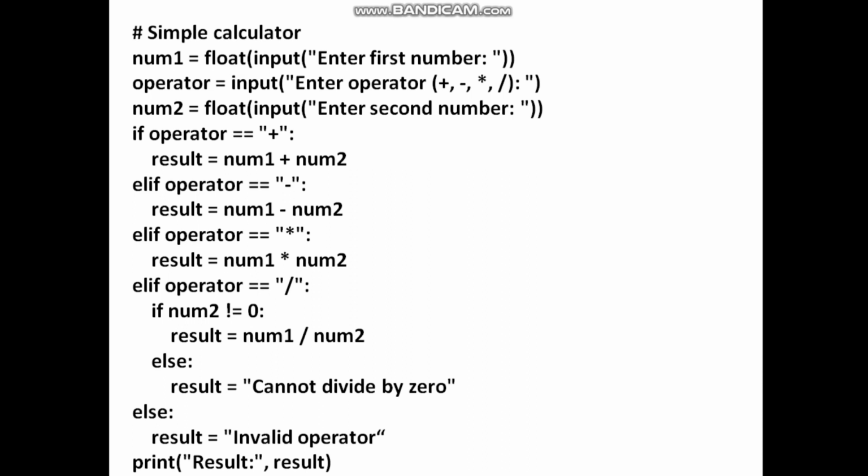What about the other operators that you may enter? For example, if you enter the modulo operator or any other operator, it will print "invalid operator". Through the if statement I am checking if the operator is plus, through the elif statement I am checking if the operator is minus, and similarly asterisk and slash. Finally, if all the conditions are false, it will go to the else part, that is "invalid operator", and finally I will print the result here.